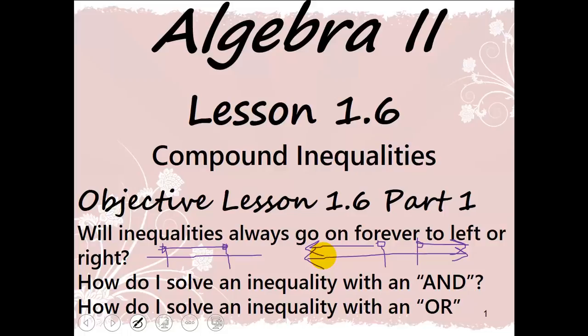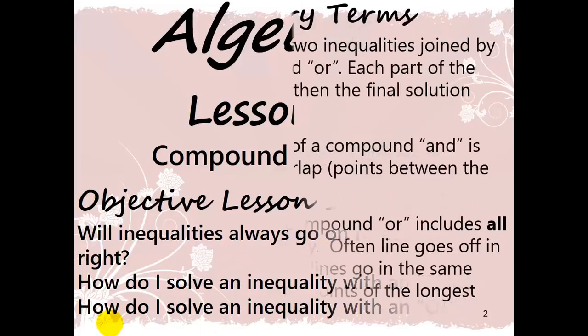So how do I solve an inequality that has the word and in it? I want one inequality to be true and I want another inequality to be true at the same time. And an objective is how do I solve an inequality with OR? So with an OR, I can have either one of two inequalities being true or both of them being true. So let's figure out how we can do this.